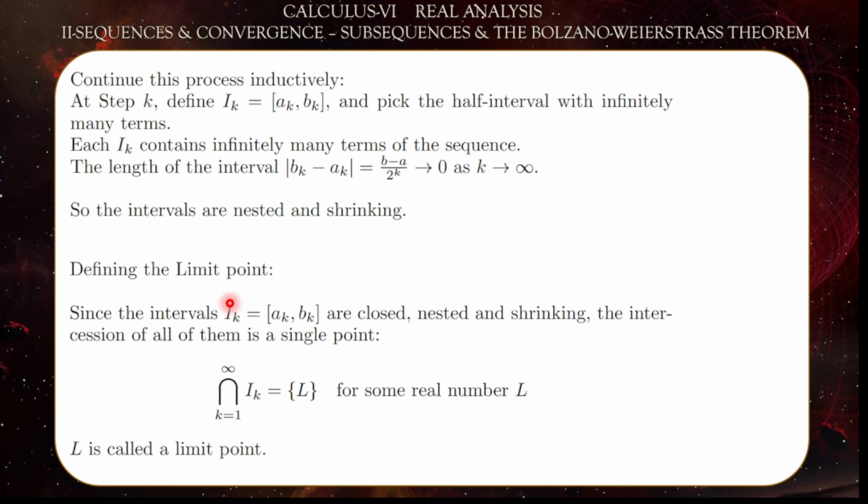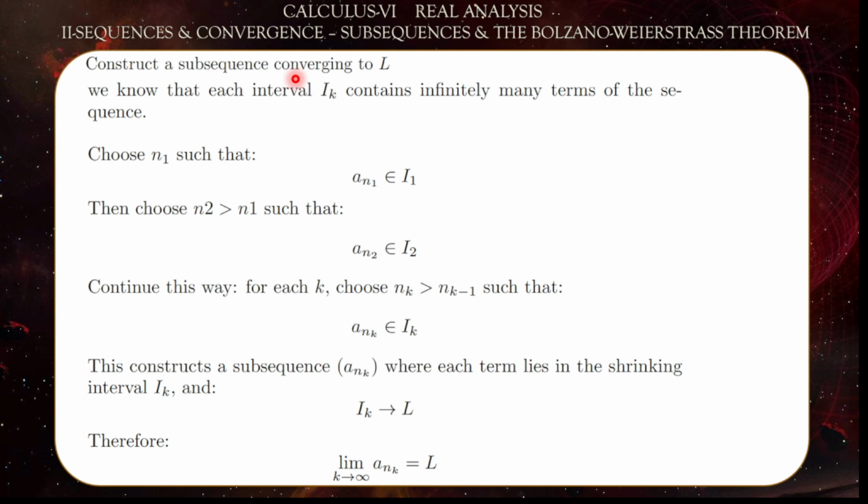Defining the limit point: since the intervals Ik equals [ak, bk] are closed, nested and shrinking, the intersection of all of them is a single point. So the intersection from k equals 1 to infinity of Ik is equal to {L}. This leads us gradually to the limit for some real number L. L is called the limit point.